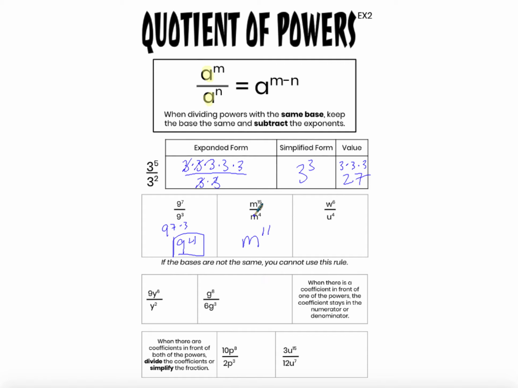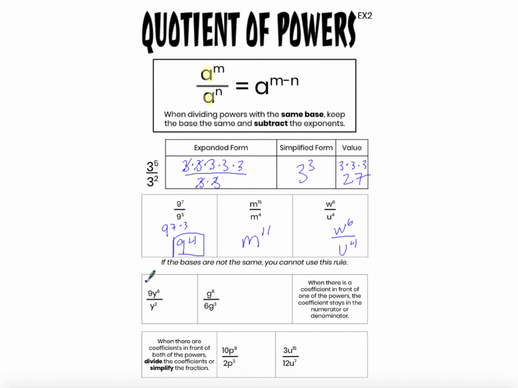Again, the same base is absolutely required in order to be able to cross out those factor pairs. So if, for example, we have w to the 6th divided by u to the 4th, the simplified form is nothing to the second power. It's just w to the 6th over u to the 4th.